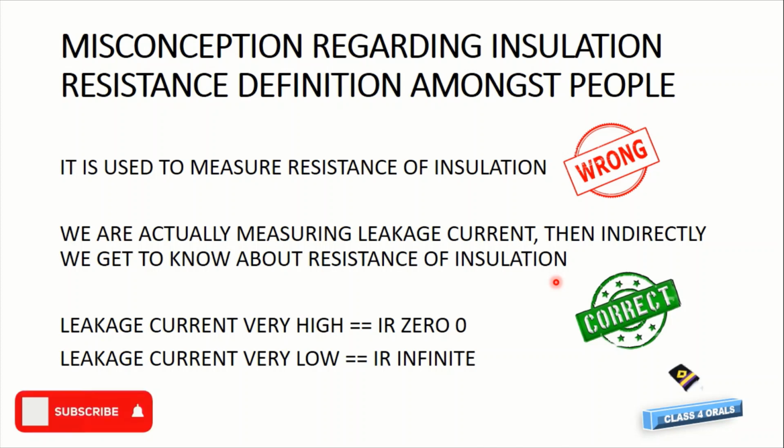And we all know that if the leakage current is very high, then the IR value will be 0. And if the leakage current is very low, then the IR value will be infinite. We will discuss what leakage current is and how to measure the resistance of insulation ahead in this video. So please stay with this video and make notes side by side.